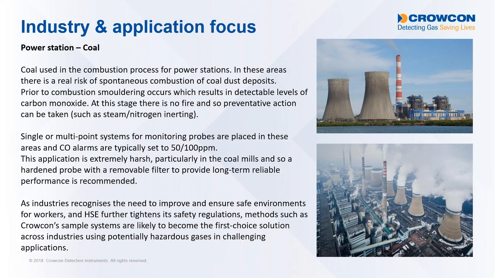So in these scenarios, we use single or multi-point systems for monitoring, with probes placed in the areas where that's taking place, and the CO alarms are typically set at 50 to 100 ppm. This application is extremely harsh, particularly in the coal mills. So we're able to use a hardened probe, which has a removable filter. This is going to provide long-term reliable performance over the life cycle of the product, allowing us to remove the filter and ensure we're getting a clean sample coming through the sample line each time.